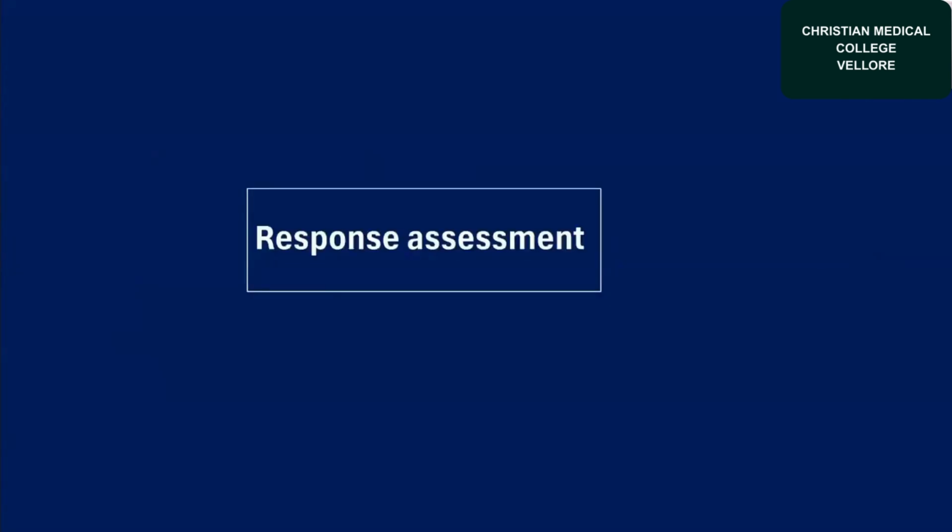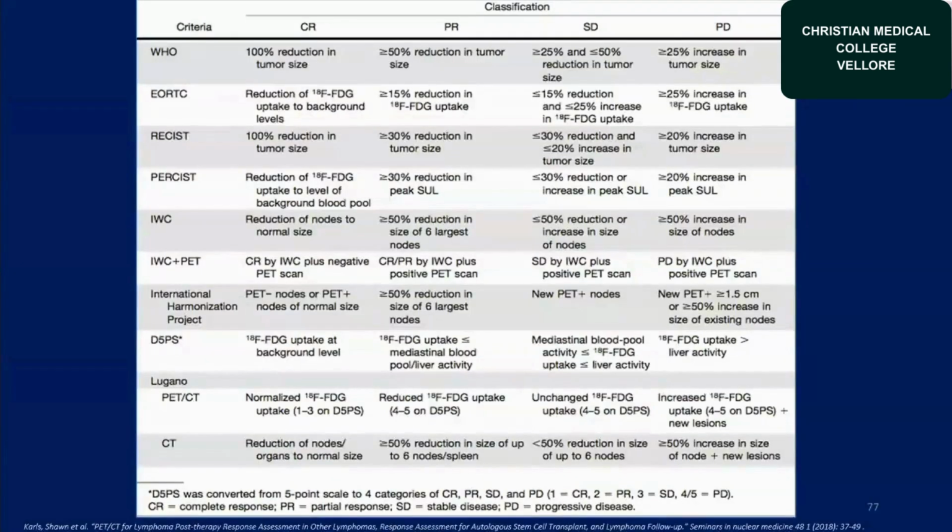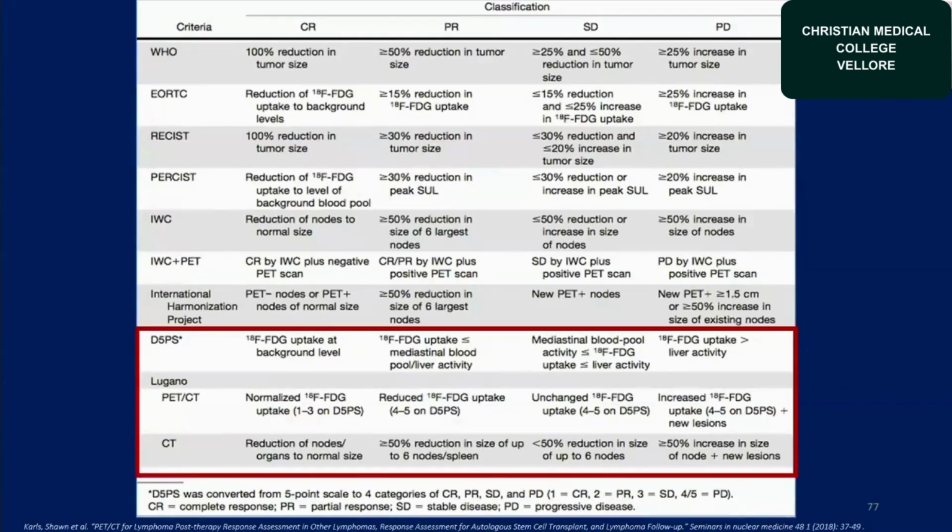So coming to response assessment, there are several categories that are used to determine if the patient has complete response, partial response, stable disease, or progressive disease. So over the years, several criteria have come up. But what I want to concentrate on is the 5-point Deauville scoring system and the Lugano staging and the CT. So I'll just come to that in detail.